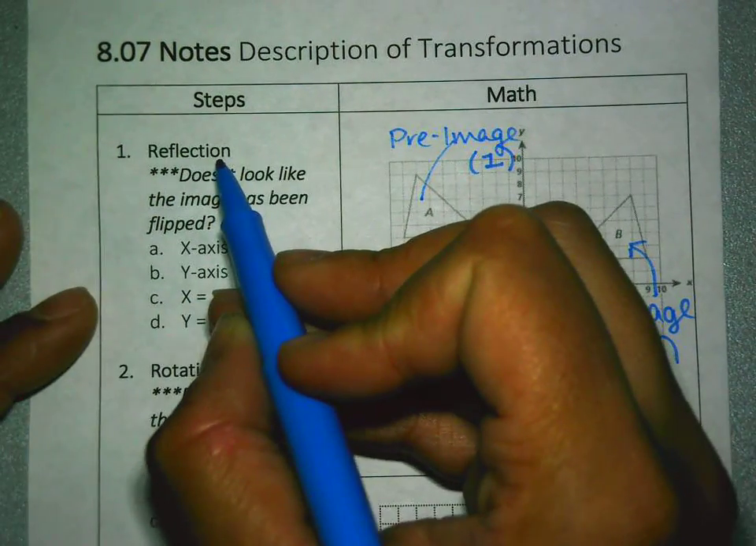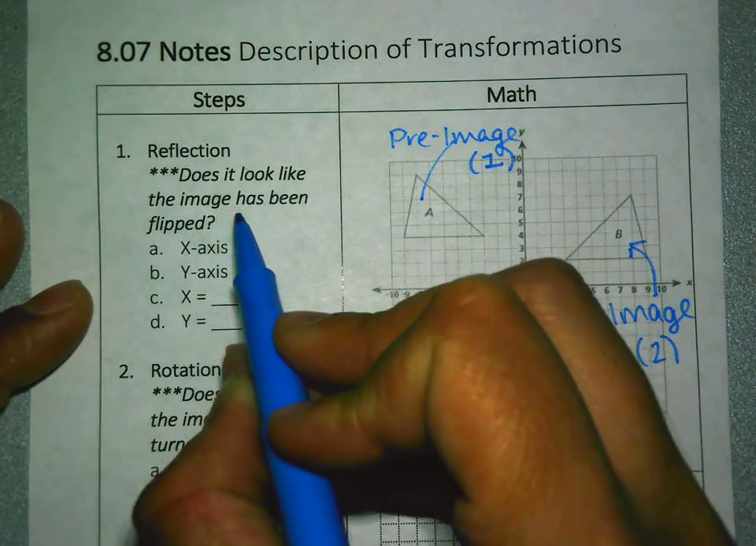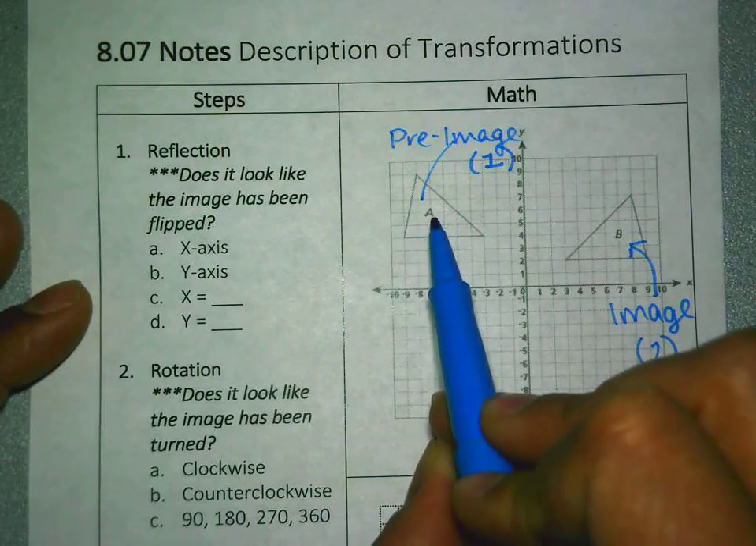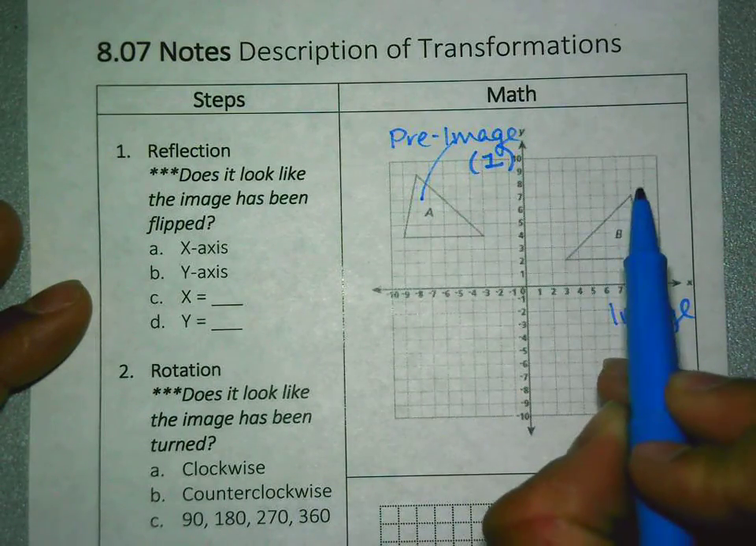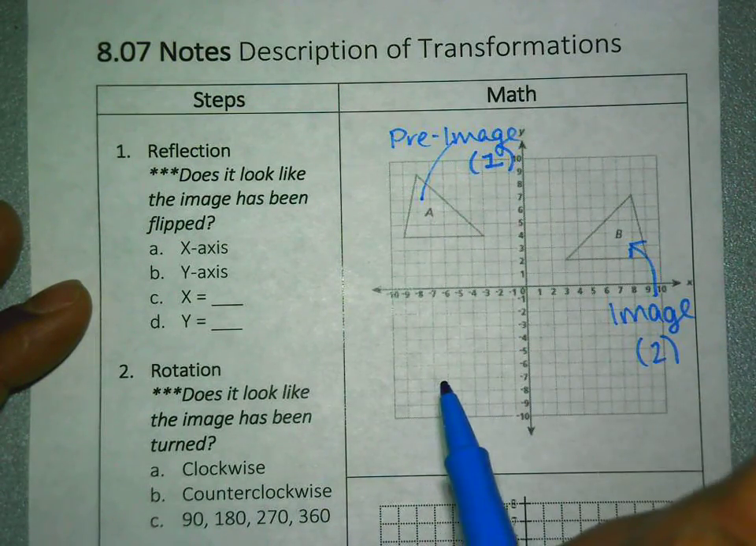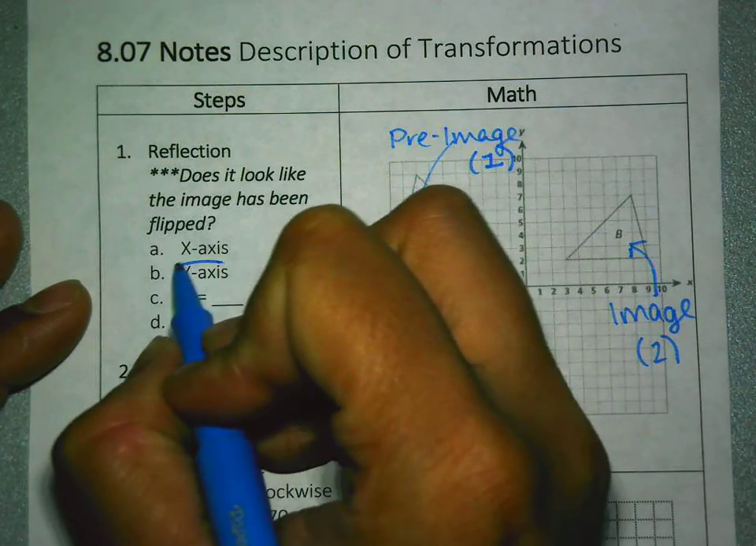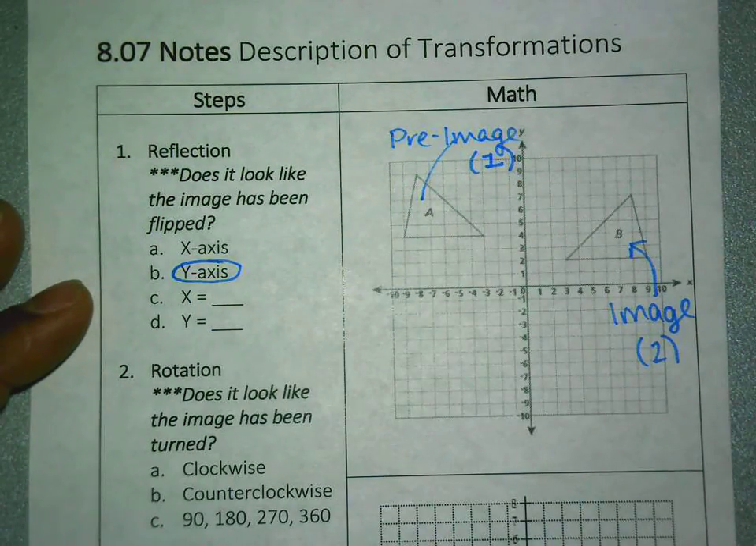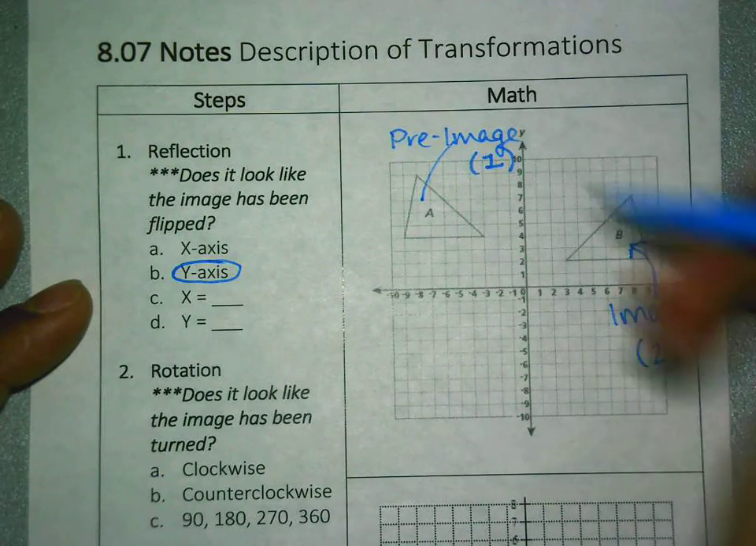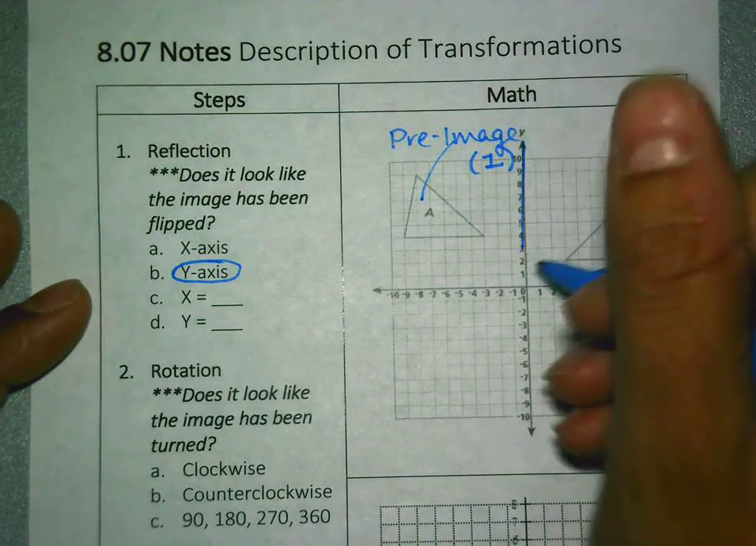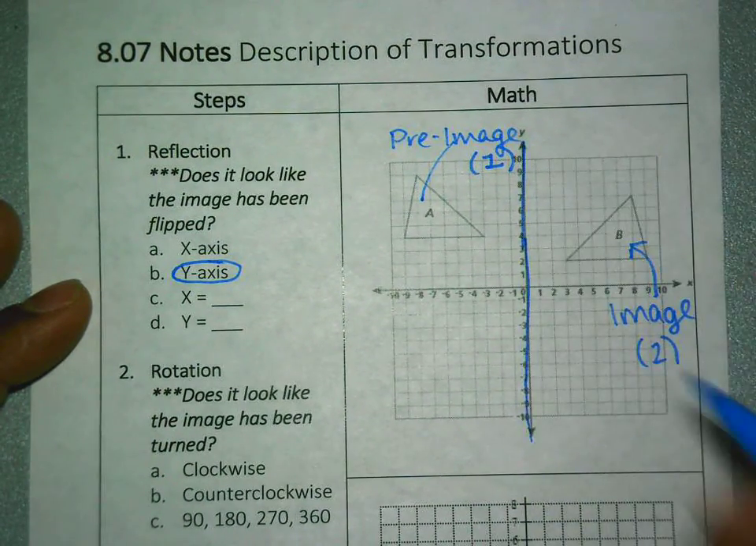So I go over to step one. I indeed think there's been a reflection. And it looks as though it is reflected across what seems to be the y-axis. So I'm going to go ahead and go with it's reflected across the y-axis. So I'm going to reflect it and see where it lands.